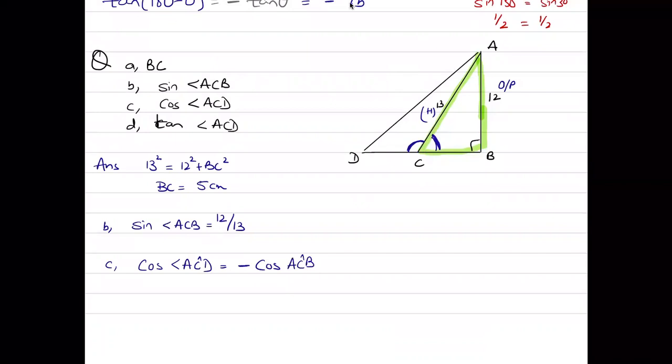Okay, so cos of ACB, now you just have to use this angle, and with respect to it you need to find the cosine of this angle. Now we know BC's length came out to be 5 centimeter. Cos theta is the ratio of base upon hypotenuse. So negative of cos ACB is going to come out as base upon hypotenuse, which will be 5 upon 13. So the answer is going to be negative 5 upon 13.